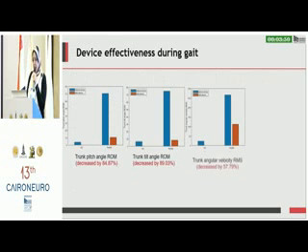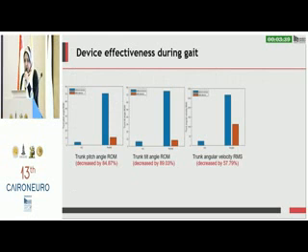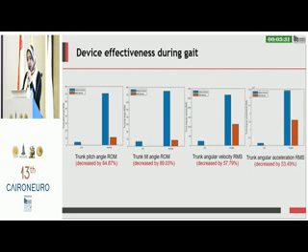Here are the values of device effectiveness during gait. Trunk pitch angle decreased about 84%. Trunk tilt angle range of motion decreased by 89%. Trunk angular velocity about 57%. And the last one, the trunk angular acceleration, decreased 53%.